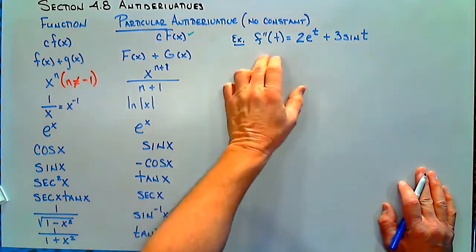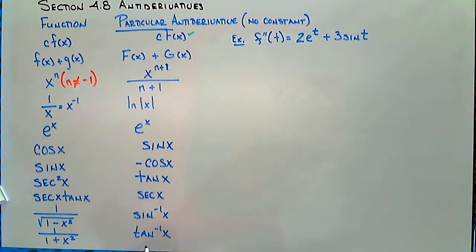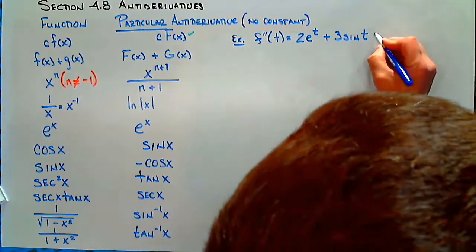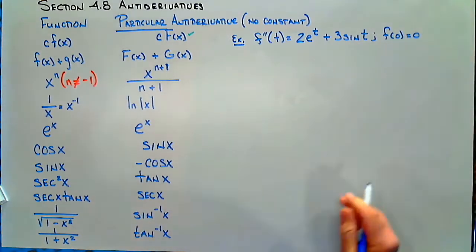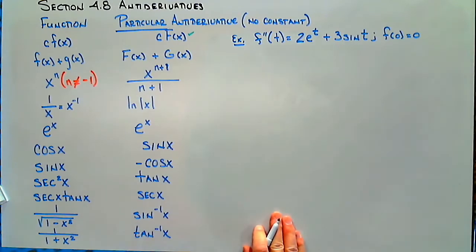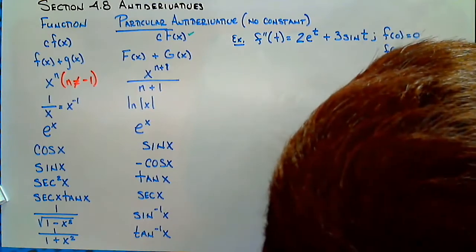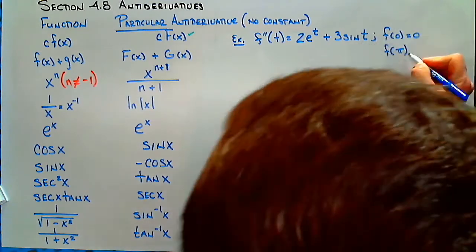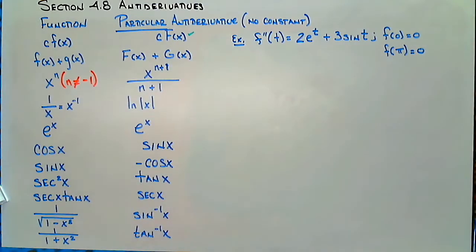Well, let's just take a look at this and see where it goes. The problem that I'm looking at in the book I'm taking this problem from has 2 initial conditions. It says, by the way, we want the particular solution that goes through the point (0, 0), and in addition to that, we want it to go through the point (pi, 0).